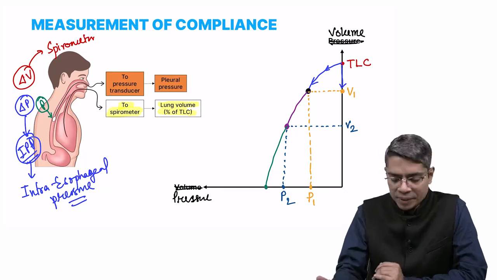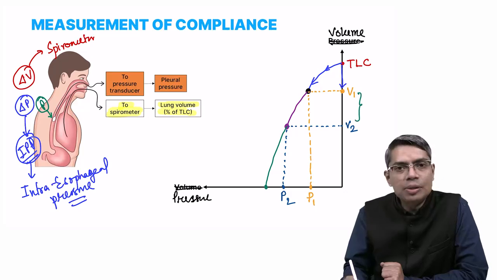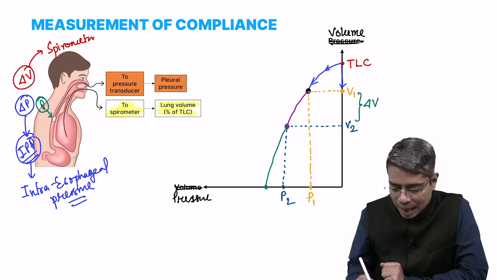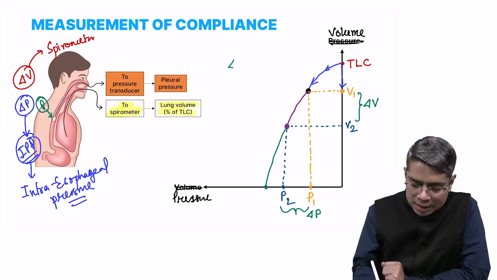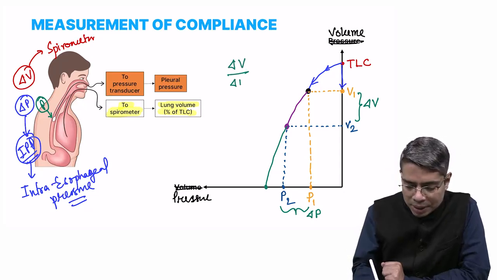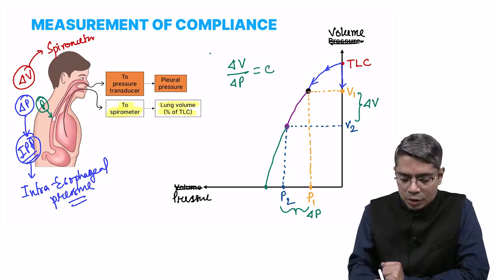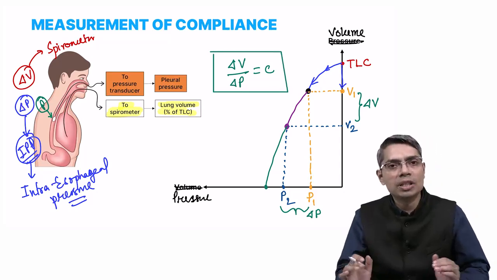Now from this curve, if I measure the difference between V1 and V2, this is nothing but the volume change, delta V, and if I measure the difference of pressure between P1 and P2, this is nothing but your delta P. If you divide this delta V upon delta P, then you are going to get the compliance of this person. Getting my point? So this is very easy. Your basic target is to calculate the volume change and pressure change.